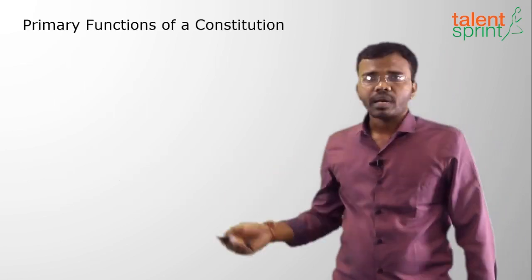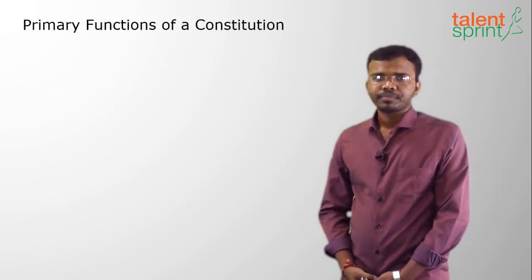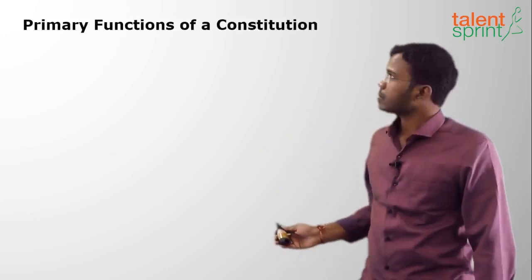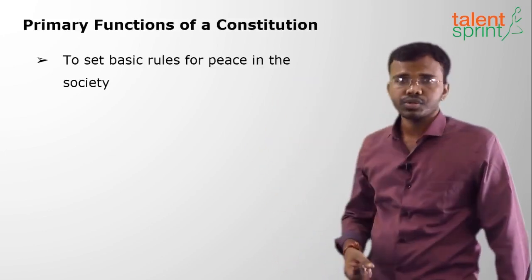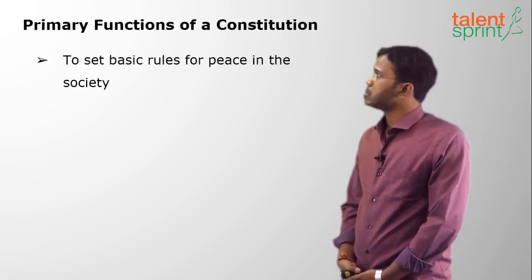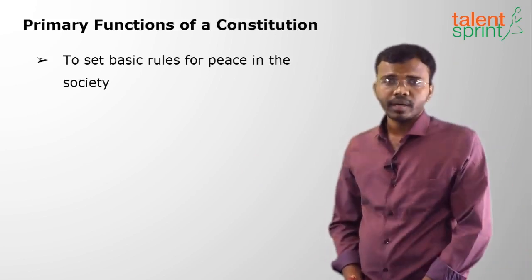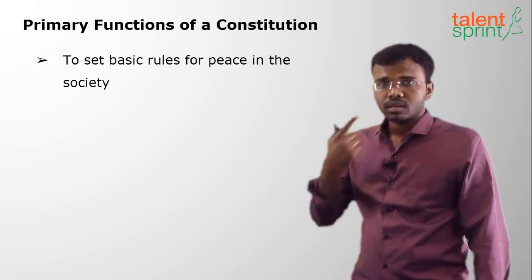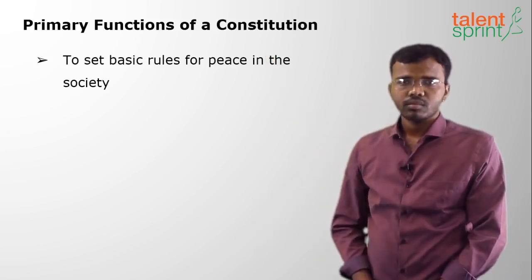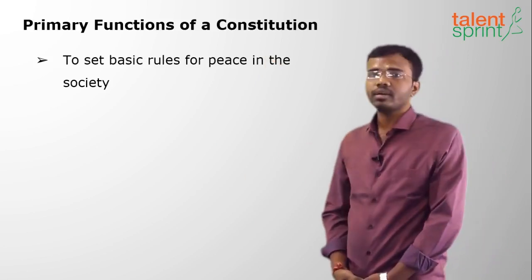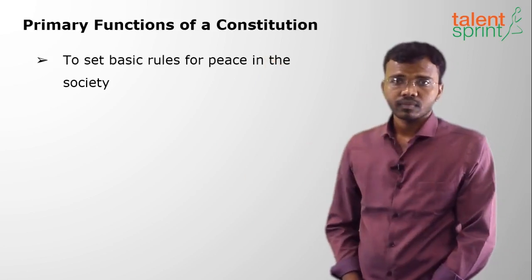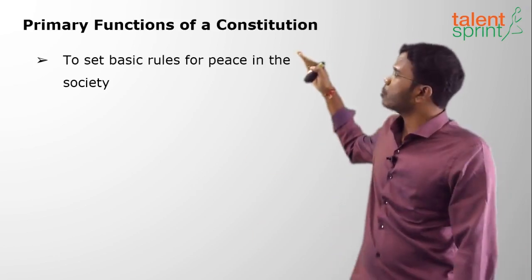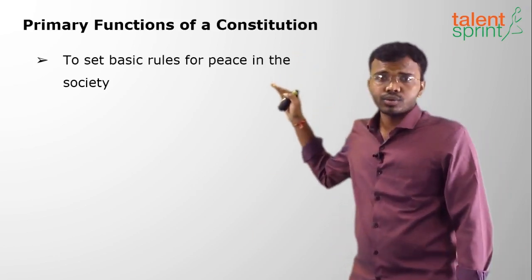Moving on to the primary functions of a constitution. What is the first function of a constitution? To set basic rules, or to write basic rules, so that peace exists in a society. Why do I need peace? Because all the living creatures should live only with peace. So this is the first and foremost function of a constitution.